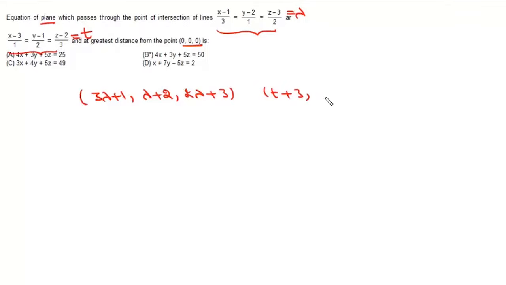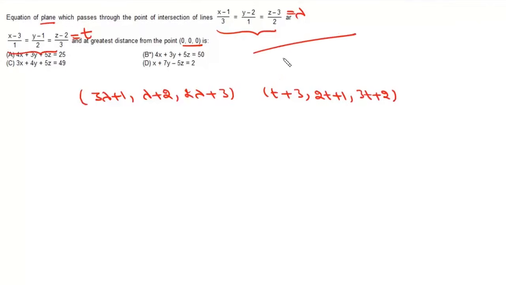Now the question is, we need to find equation of a plane which passes through point of intersection of these two lines and is at a greatest distance from origin. Now first what we'll do is we'll find point of intersection of both the lines. Now we'll take a point on this line in terms of parameter lambda. So a point on this line will be 3 lambda plus 1, lambda plus 2 and 2 lambda plus 3, and a point on this second line in terms of parameter t, and it'll be t plus 3, and this is 2t plus 1, and this is 3t plus 2.